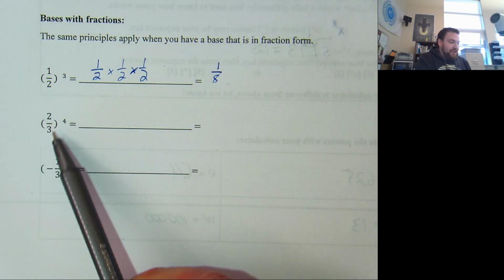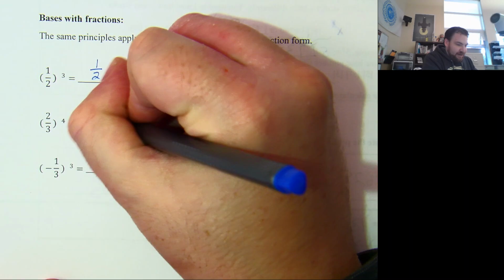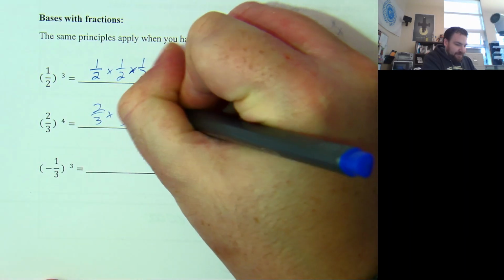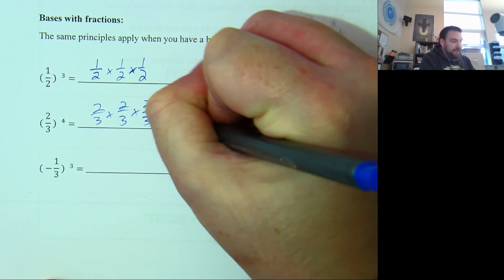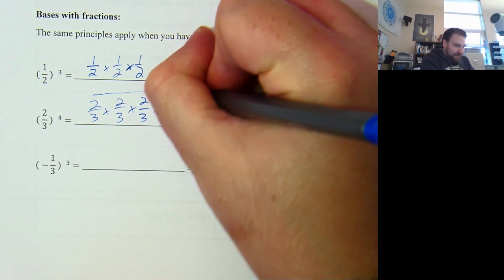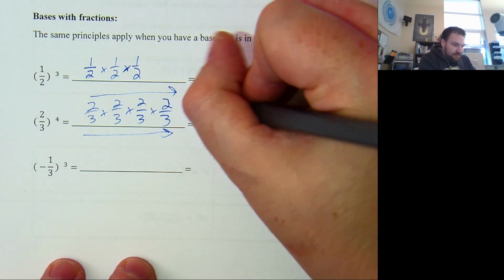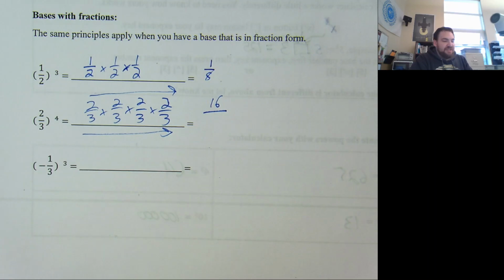Okay, let's go to this one. 2/3 to the 4. My base is? 2 over 3. My exponent is? So that just means I'm going to take 2/3 and multiply it by itself that many times. 2 over 3 times 2 over 3 times 2 over 3 times 2 over 3. And we just march across the top and we march across the bottom. Do you see it? 2 times 2 is? Times 2 is 8. Yes, someone said 16. 4 twos multiplied together is 16.